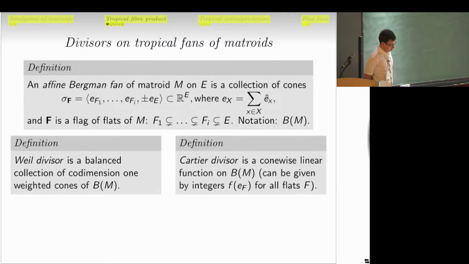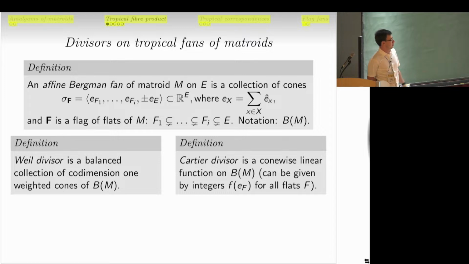And then we have two kinds of objects which come from algebraic geometry, which are called Cartier divisor and Weil divisor. And Cartier divisor is just a conewise linear function. So like Philippe said, tropical geometry studies piecewise linear functions, piecewise linear geometry, basically. And Cartier divisor is just exactly this.